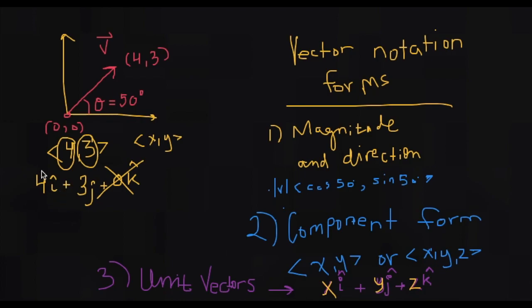i always corresponds to the x component, j is the y component, and k is the z component if you have one. Next, let's take a look at what the unit vectors actually look like and where i, j, and k came from.